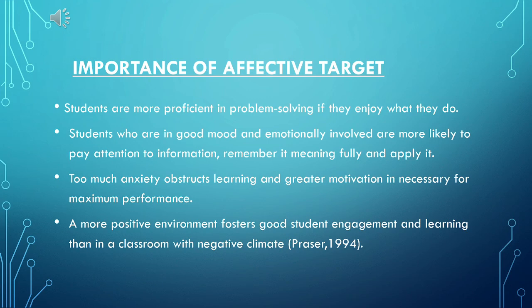The third one is that too much anxiety obstructs learning and greater motivation is necessary for maximum performance. Those students who are well supported, those students who are good at their homes, will likely perform best in their studies. And lastly, a more positive environment fosters good students' engagement in learning than a classroom with a negative climate. So these are the importance of effective target.